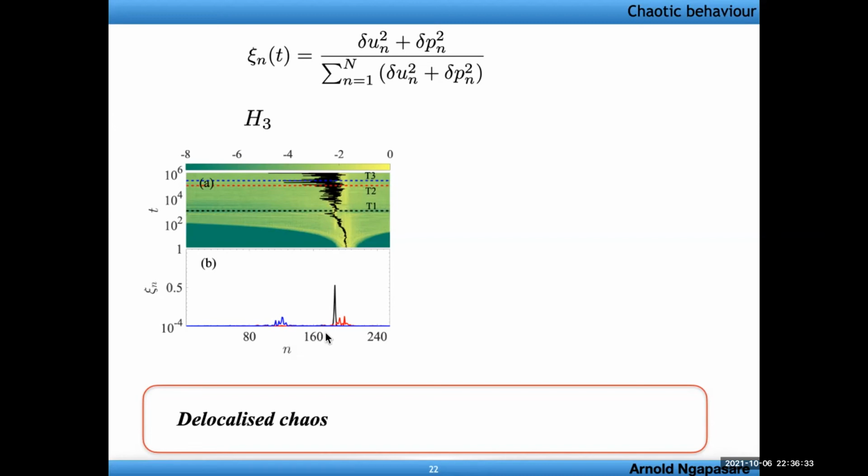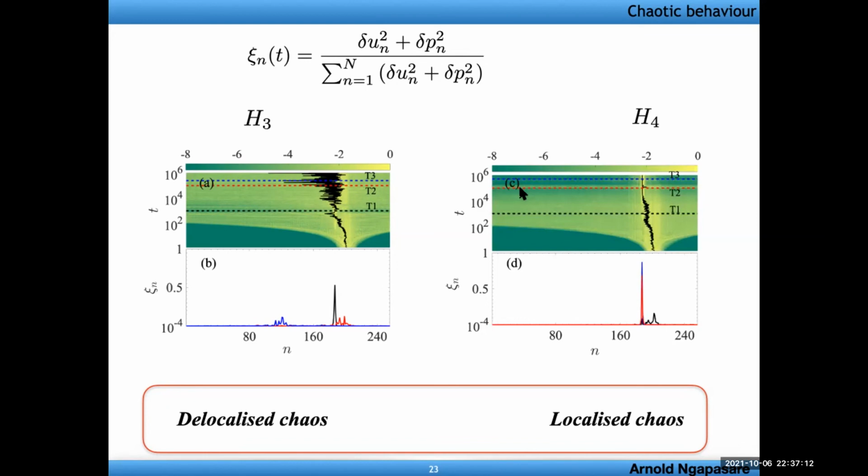From the results of the spatial temporal plot, we also have the mean position of this DVD, which is clearly meandering throughout the lattice. We can also confirm this result by looking at these snapshots, which towards the end are now moving throughout the lattice. Now let's consider the results for H4. Again taking some snapshots, we see that towards the end the DVD is localized around the initial excitation site, which we can see clearly from the peaks of the snapshots, which remain in a single place.